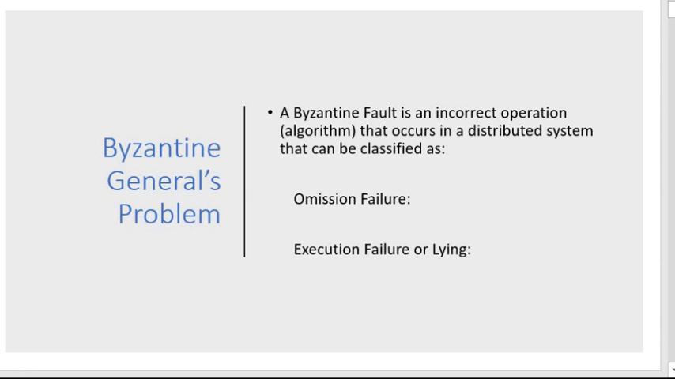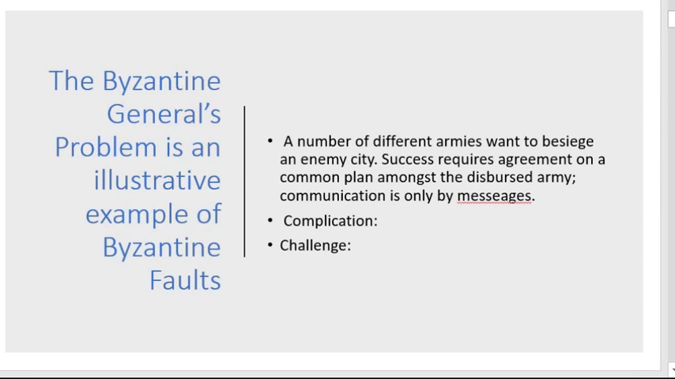And coming to the Byzantine generals problem, it is an illustrated example of Byzantine faults. What is meant by it? Suppose a group of army people want to destroy the enemy city. In order to succeed, there must be a common plan among all the military people in the group. Here the communication is only by passing messages.